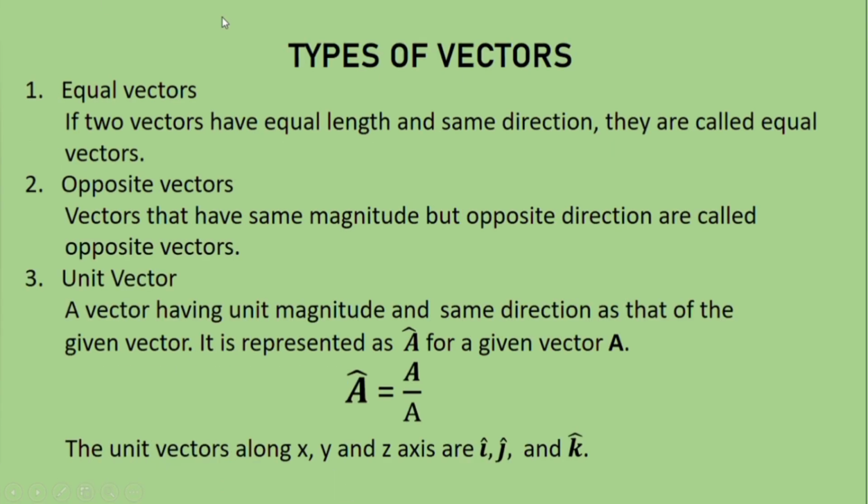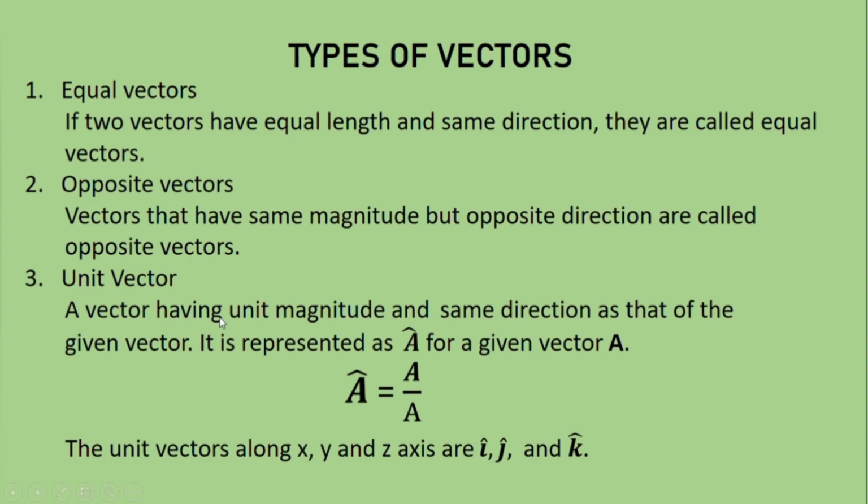Next, types of vectors. Our first type is equal vectors. If two vectors have equal length and same direction, they are called equal vectors. These two vectors will be parallel. Now, opposite vectors or anti-parallel vectors. Vectors that have same magnitude but are in opposite direction are called opposite vectors. These vectors are anti-parallel.